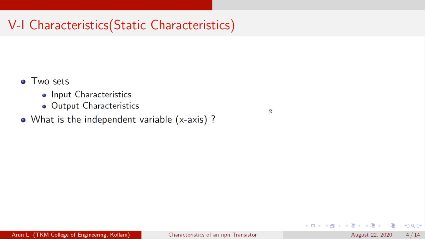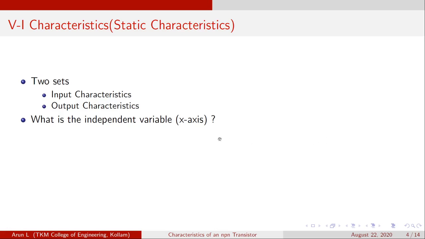So we are trying to plot a variation between two quantities in a graph paper. So we have an x-axis and a y-axis. On the x-axis we have an independent variable, the variable that we will change, and based on the change in that variable, the other variable on the y-axis will change. That is called a dependent variable.